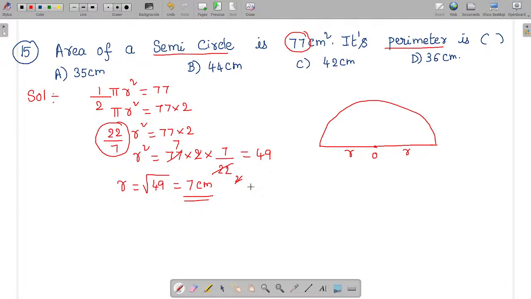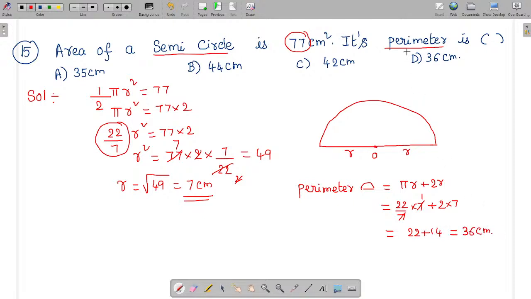Now what we are asked actually here, perimeter of the semicircle is given by pi r plus 2r. Here r common, or pi r means 22 by 7 into 7 plus 2r, 2 into 7. So 7 gets cancelled, we have 22 plus 14, that is equal to 36 centimeters. So this is the answer. 36 centimeters, D is the right option.